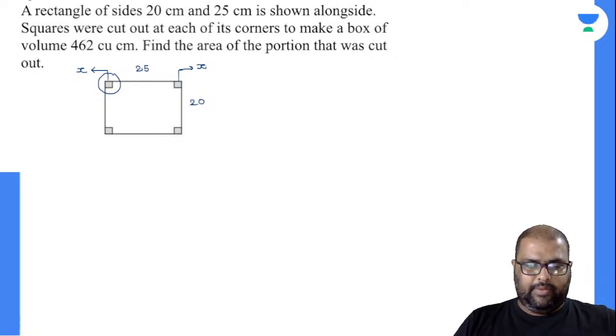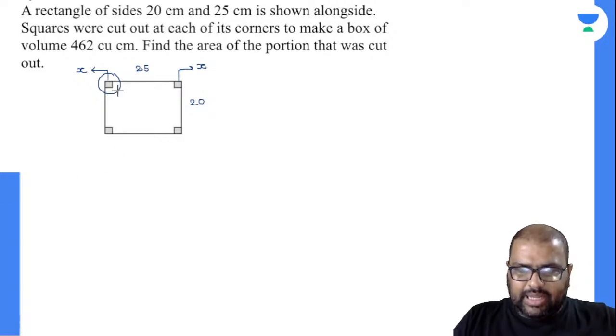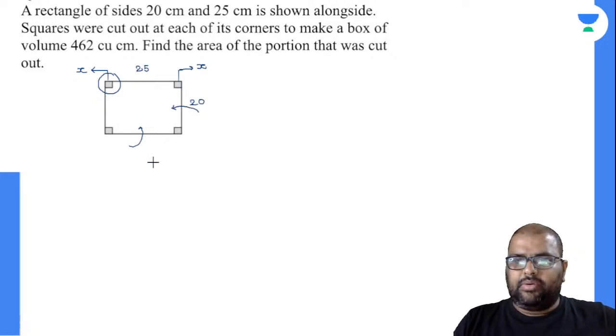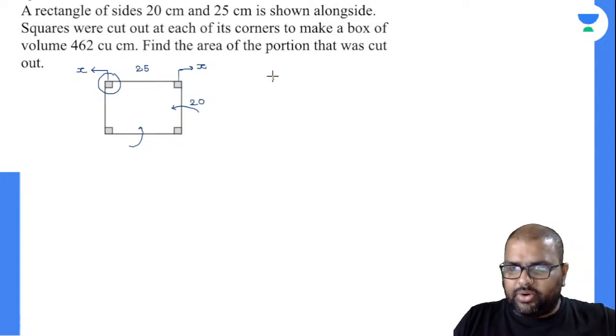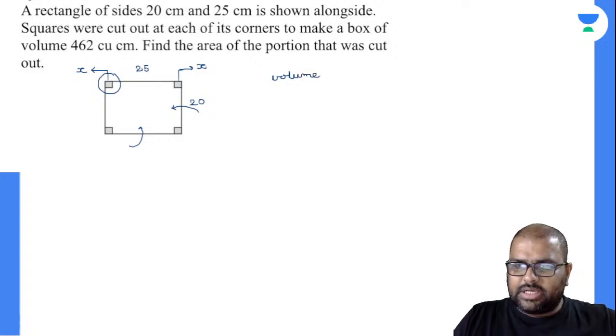Now closely observe there. Fold like this, fold in this direction. Now see, this will be the length, fold in this direction, this will be breadth. Now fold in this direction, right? It will be height. Now see here, what will be the length right now of this box? So volume of the box, I'll write down. Find the area of the portion that was cut out is the question asked.